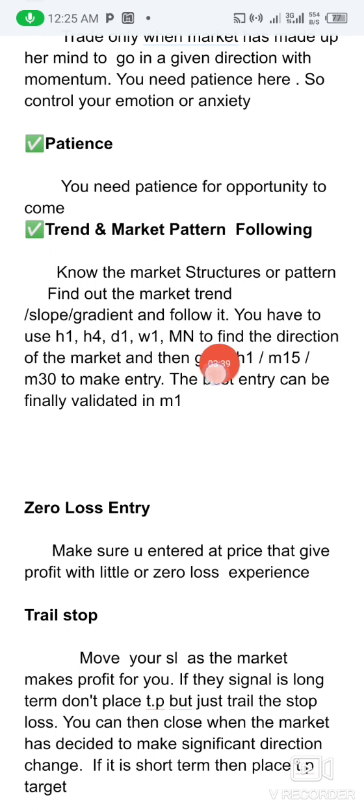Let me continue. You have to use H1, H4, D1, W1 or MN, that is the 1 hour, 4 hour, daily, weekly, or monthly time frame, to find the direction of the market. What it means is you need to do a top-down multi-timeframe analysis to find the direction of the market. Then go to H1, M30 and M1 to make entry.